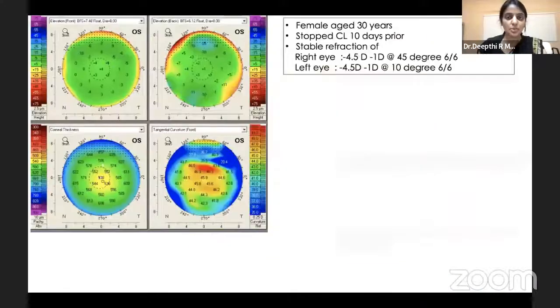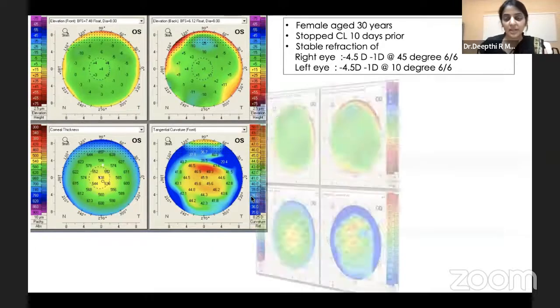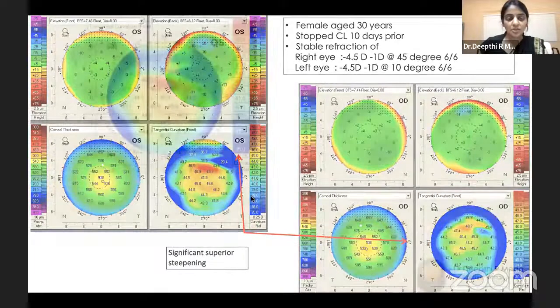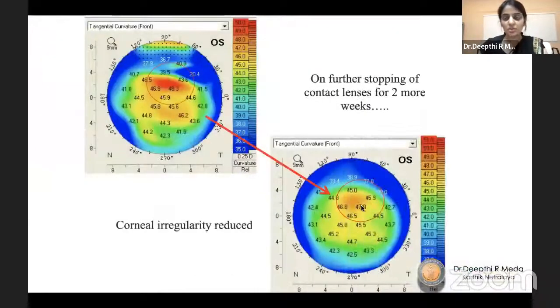So this is case 1, a 30-year-old lady who had stopped contact lenses 10 years prior to the pre-workup, and this was her refractive error. All the maps look okay other than this highly irregular tangential curvature, where superior steepening is there. Just by stopping the contact lens, and then a smooth contact lens for a further 2 weeks, we see how much smoothing is achieved, and after another 2 weeks she was much better.